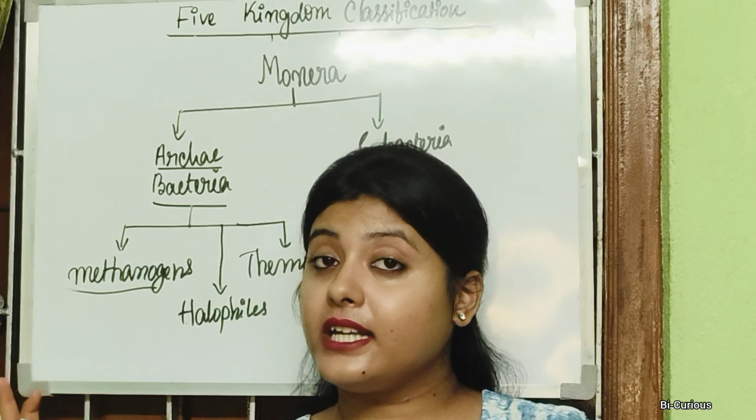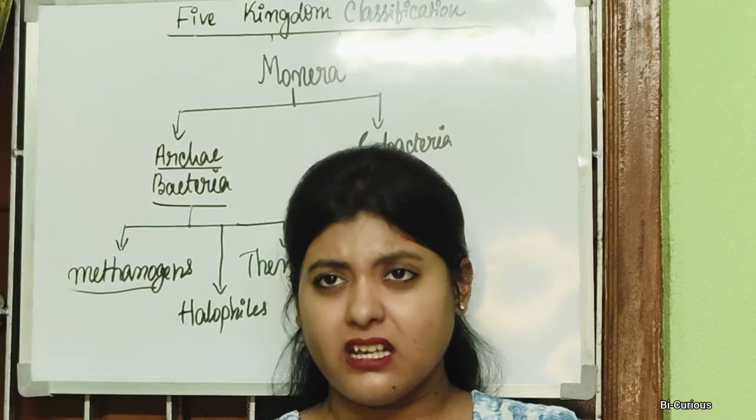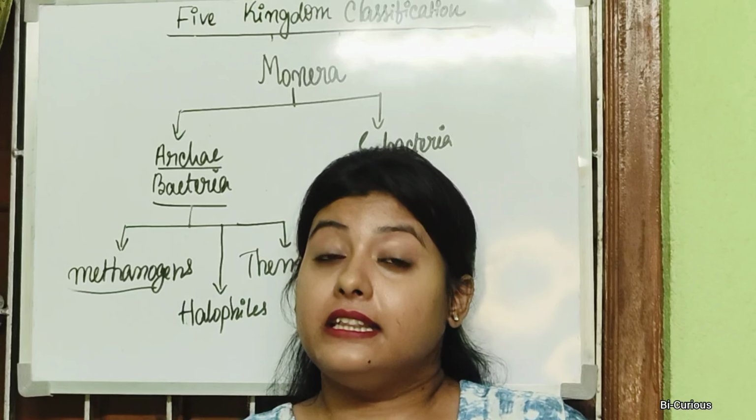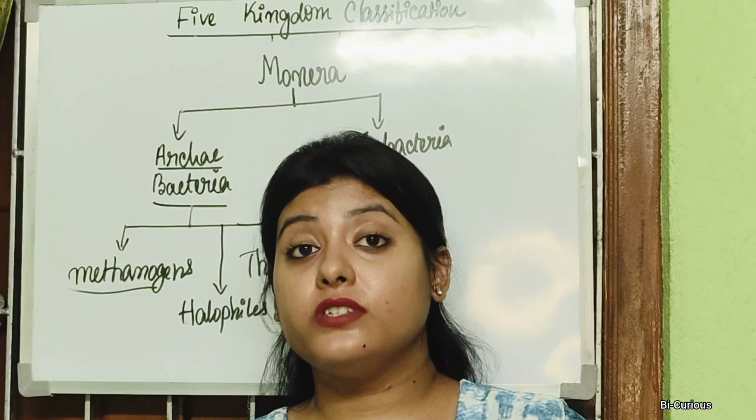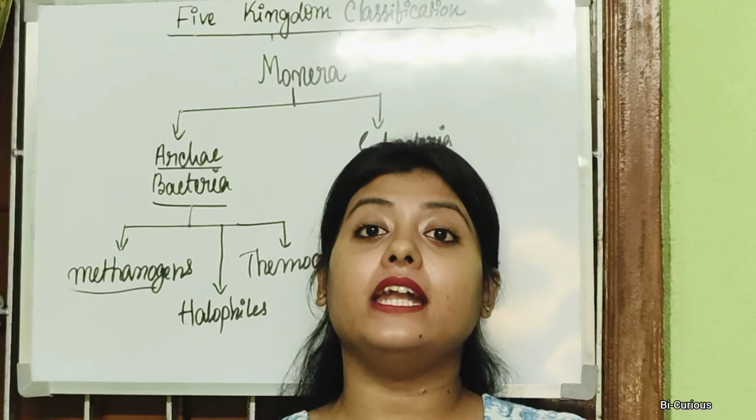Now, these organisms are found in marshy areas, the damp areas. Okay. And why is their name methanogens? Because they are capable of producing methane gas.